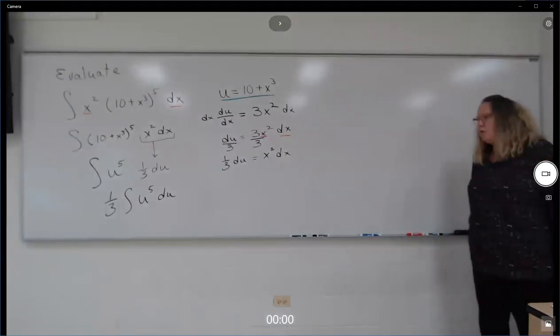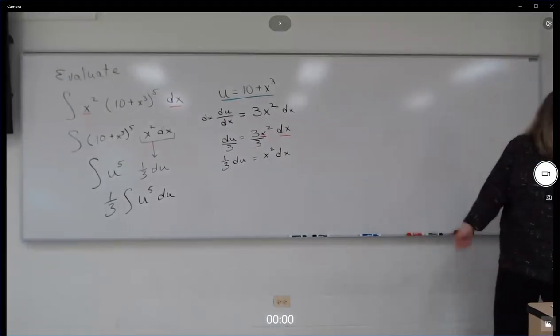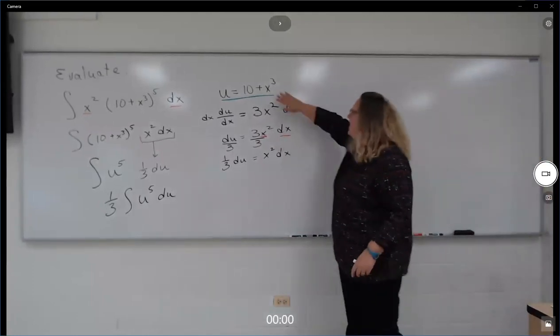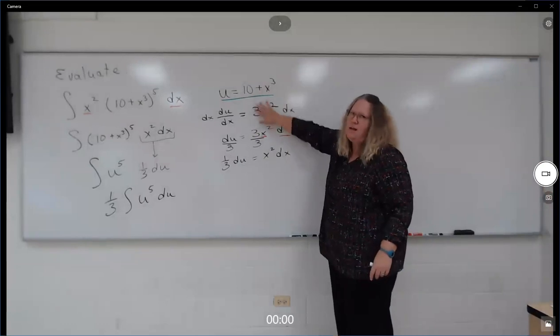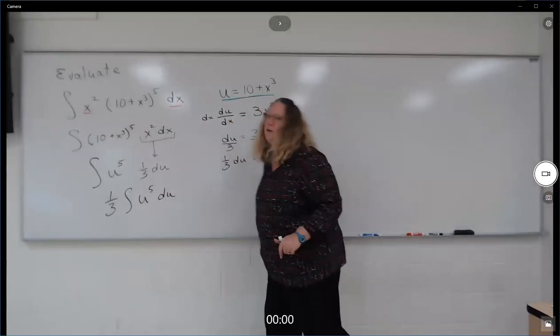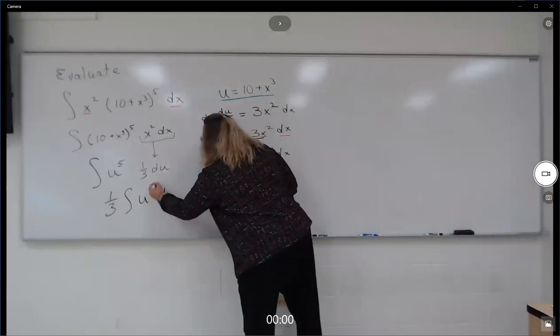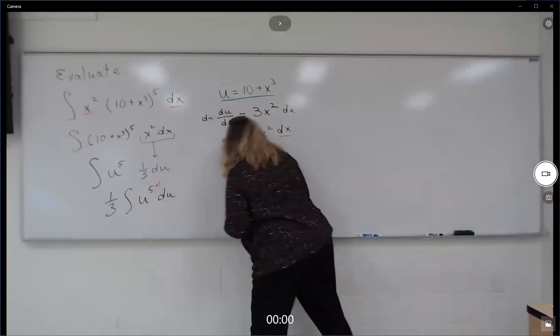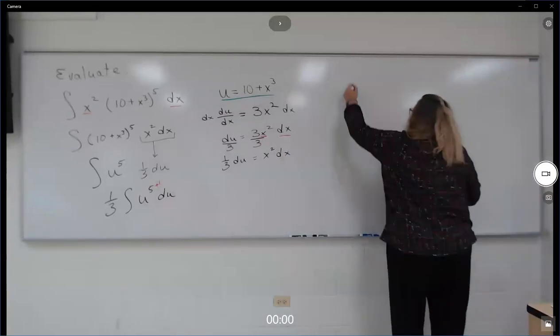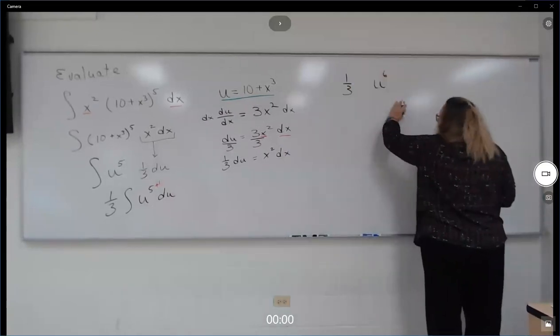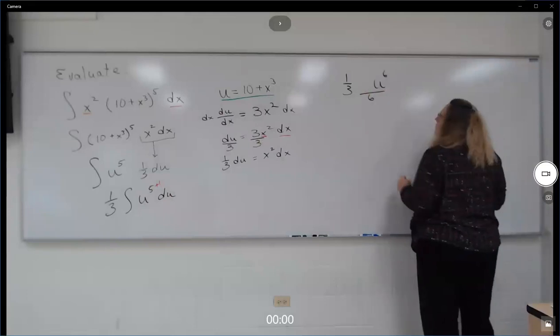But now what do we do? Add 1, divide by the new. Remember, it's kind of crazy because here you're going to do derivative stuff, but then here you're going to go back to integral. Add 1, divide by the new. We got this 1/3 sitting out there, and then we've got u to the 6th, and then we're going to divide by 6.